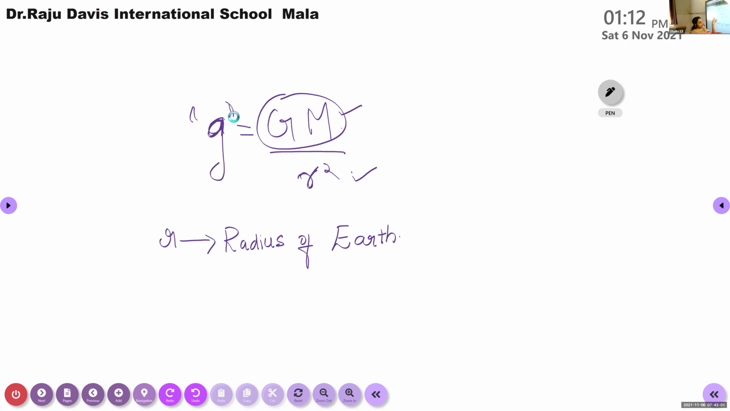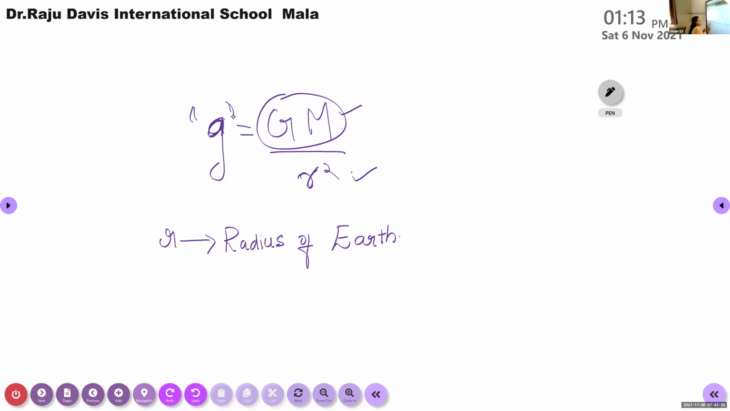So here we can see in this equation R square. R is the radius of the earth and it is present in the denominator. Then what do you think if the radius of the earth increases? What happens to acceleration due to gravity? Decreases. Acceleration due to gravity decreases. Why? Because they are inversely proportional to each other.